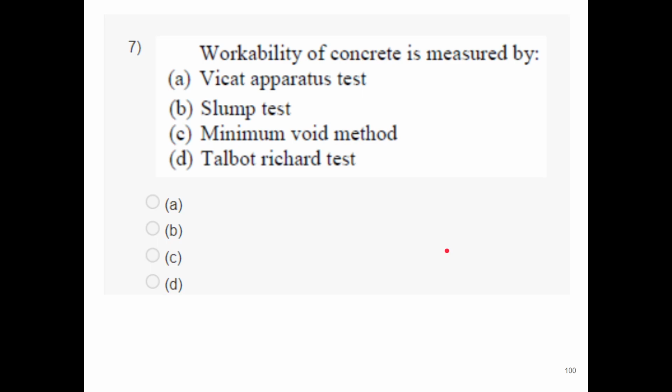Seventh question: workability of concrete is measured by A, Vicat apparatus test; B, slump test; C, minimum void method; D, Talbot Richard test. Which of the tests or methods are used for measuring workability? If you remember, in the beginning of the discussion I mentioned that workability and consistency of normal concrete are measured using the slump test. So the slump test is basically used for measurement of concrete's workability as well as consistency. So B option will be the correct option.